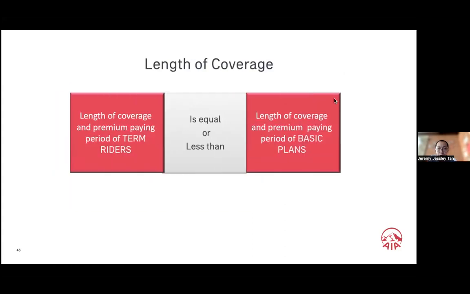The length of coverage, since it's a term rider, is equal to or less than the basic plan. So if your basic plan coverage is until age 65, your term riders could not exceed age 65. It should be until 65 only or less, maybe until 40, or just 10 years or 15 years. So the length of coverage is equal or less than the basic plan.